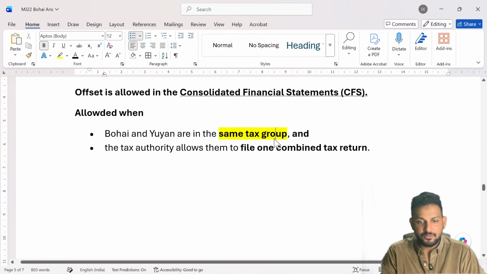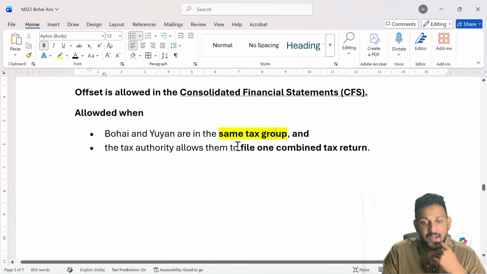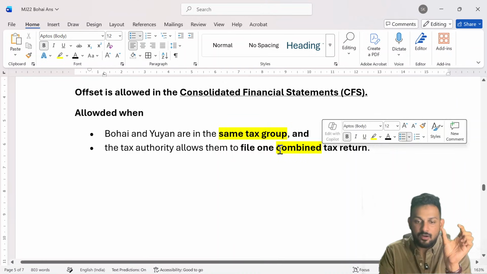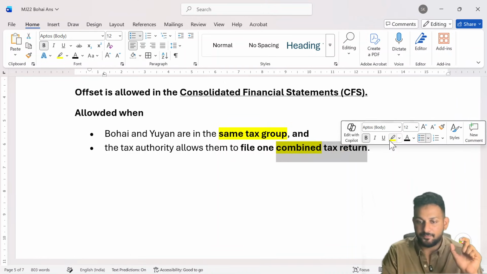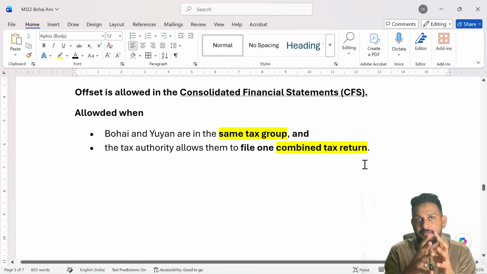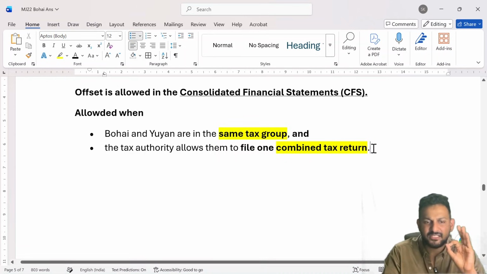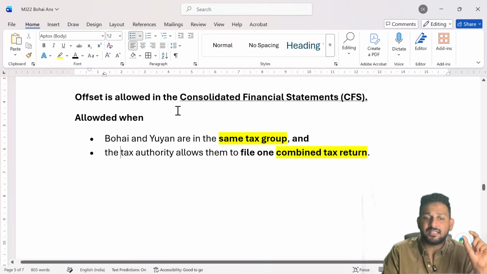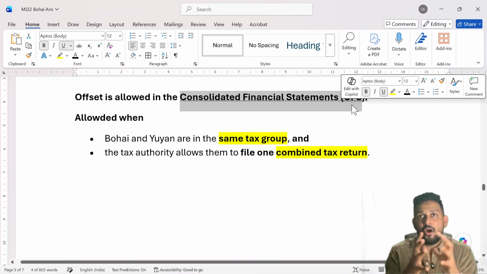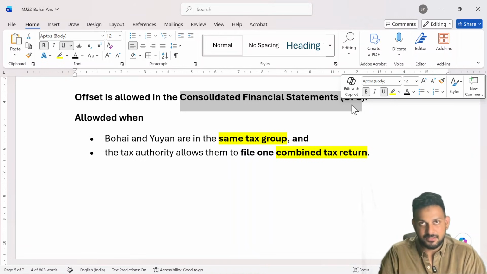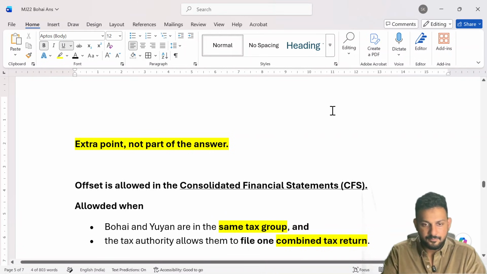So they should be in the same tax group, and they should also file the tax on a combined basis. Both companies are filing only a single tax return, not separate ones. So if both conditions are met, then in the consolidated FS, we can offset the parent's and subsidiary's deferred tax items. Otherwise, it's not permitted. Okay, clear? That's it.